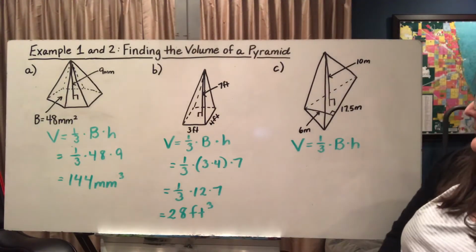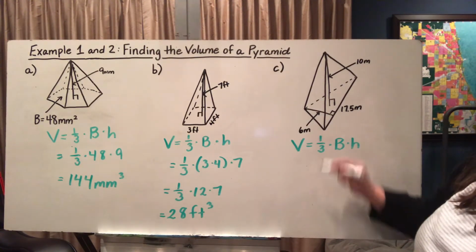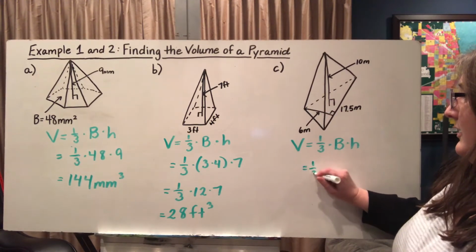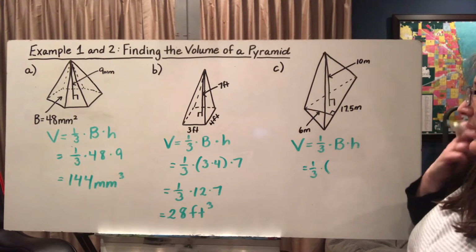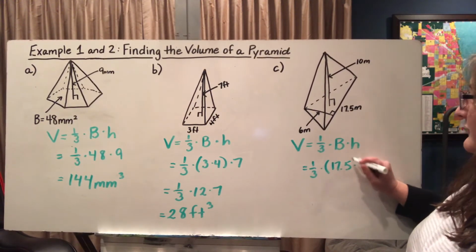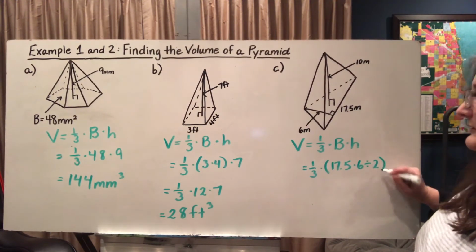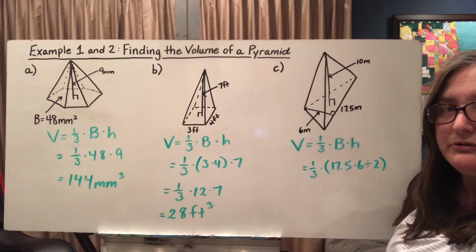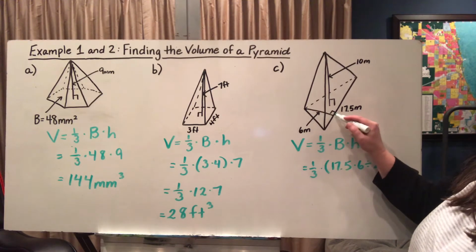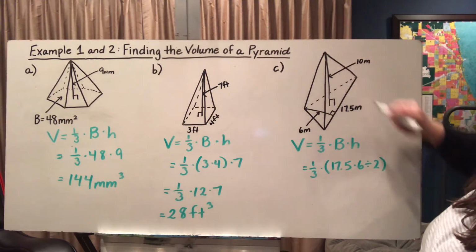This last shape is a triangular pyramid. And for this triangular pyramid, I'm going to find the area of the base triangle. So to find the area of a triangle, I'm going to do that triangle's base, 17.5, times this bottom triangle's height, which is 6, divided by 2. Because to find the area of a triangle, you always want to do base times height divided by 2. And we find the base and height because they always form a right angle. Now we want to multiply that by the entire pyramid's height, which is 10 meters.